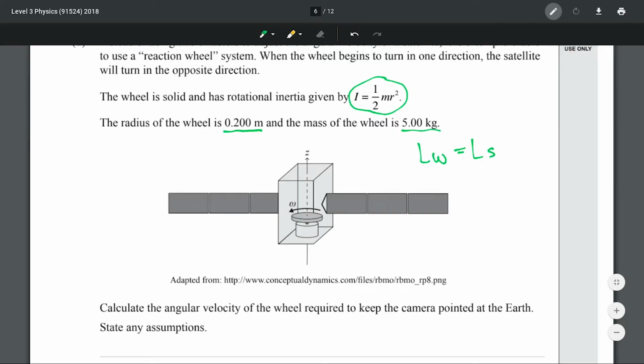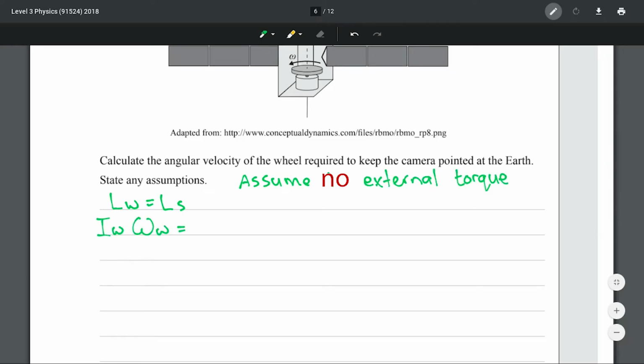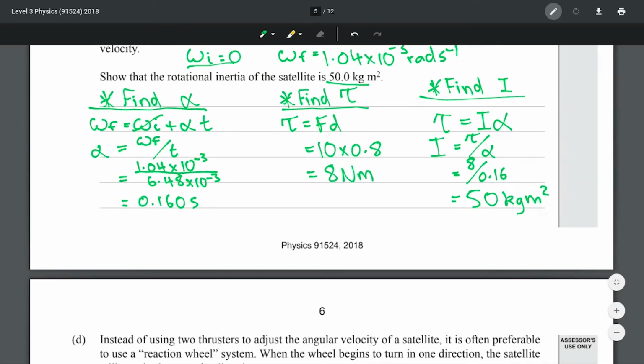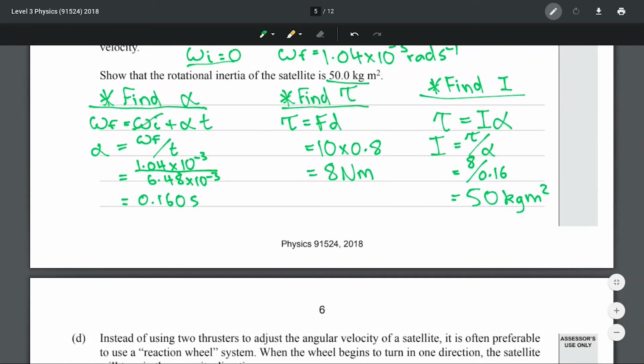So we'll start with this statement here, and we'll work our way down. And our assumption here is that there are no external torques, such that we can assume that angular momentum is conserved. Angular momentum is just the inertia times angular velocity. And so we know the angular velocity of the satellite. We've used it a couple times. We also found the rotational inertia.